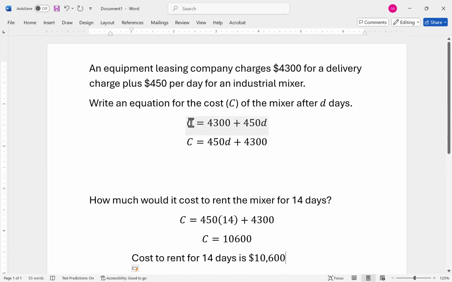We could create the linear equation because this essentially gives me the slope and the y-intercept directly. A lot of times I refer to this as a fixed plus variable cost. The fixed cost is the cost for the delivery, and the variable cost is the cost for the number of days we rent. So cost per day times number of days is a variable cost. The 4,300 is a fixed cost.